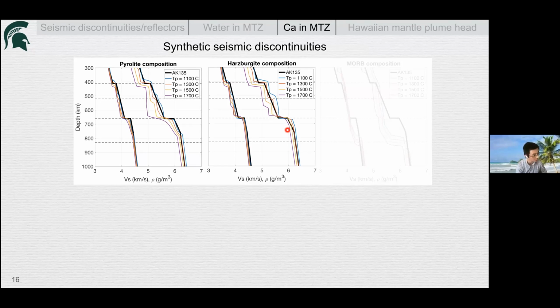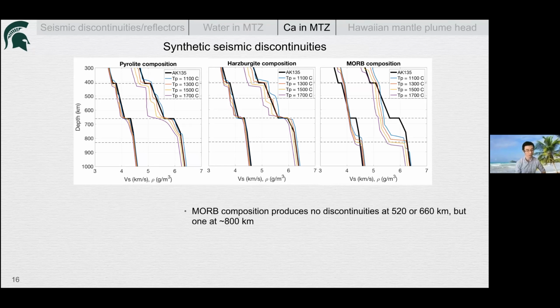There's nothing beneath that. If we use basalt, well, we know that's probably not a good model for the mantle, but if we just look at basaltic composition, there's no 410, 520, 660. Instead, there's a strong garnet transition at a depth of about 800 kilometers. Oh, by the way, on the left side, this is the density profile. On the right side, this is the velocity profile. And the blue curves are our reference model, which is AK135.